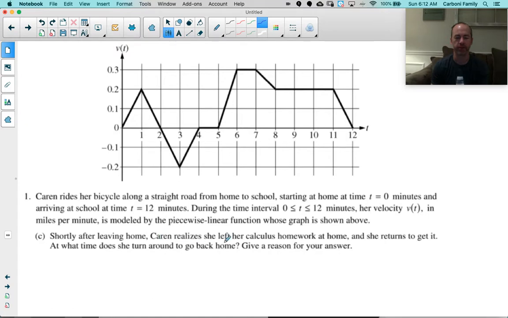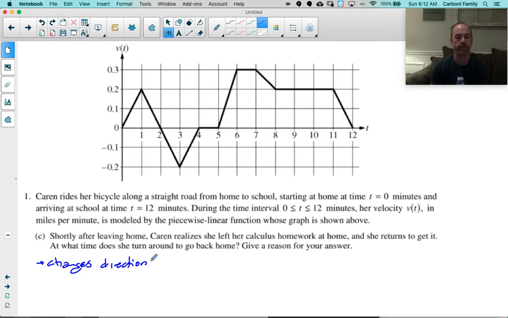Shortly after leaving home, she realizes she left her calculus homework at home and she turns around to get it. When does she turn around? So turning around means you are looking for the point when she changes directions. And that actually happens twice here.